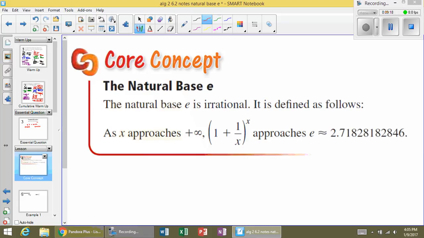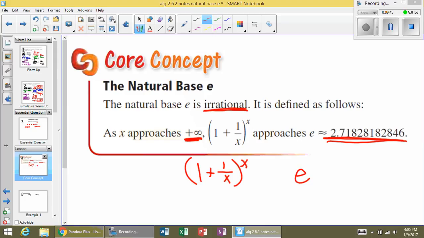So what are some properties about E? The natural base E is irrational. It's going to be like pi. It's a never-ending, never-repeating decimal. And it comes from, as x gets larger and larger, taking 1 plus 1 over x to the x power. It gets closer and closer to this decimal approximation every single time. So we just happen to call it E.